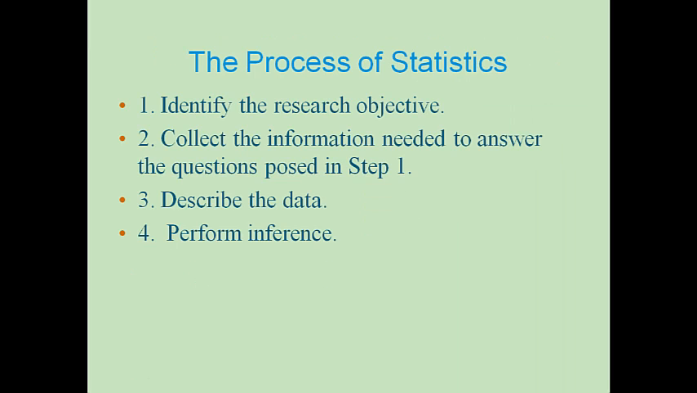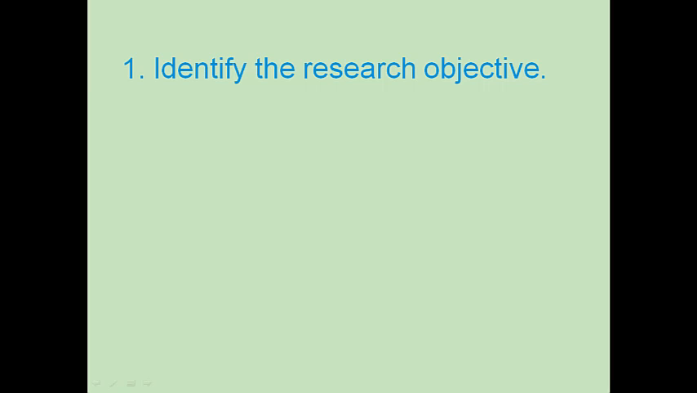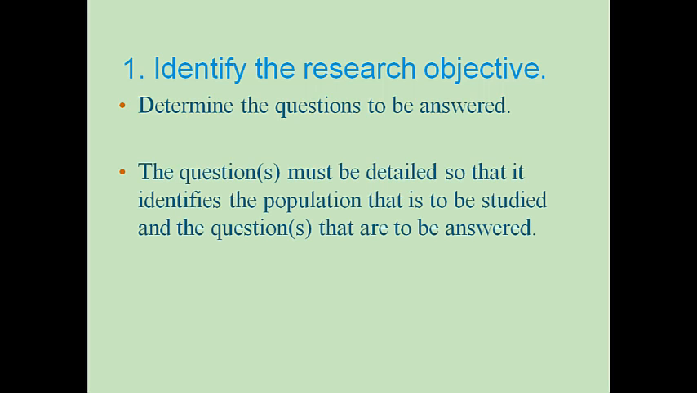The process of statistics consists of these 4 steps. So we'll look at each of them more carefully. First, we identify the research objective. We want to determine the questions to be answered. The question or questions must be detailed so that it identifies the population that's to be studied and the questions that are to be answered.